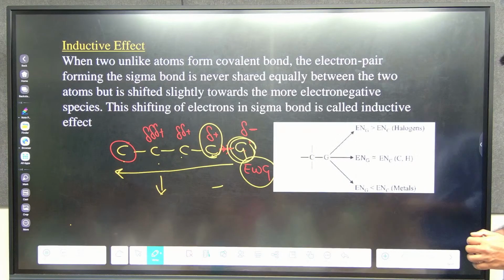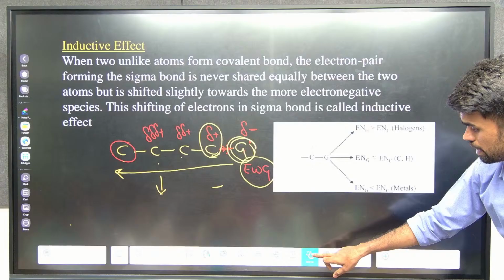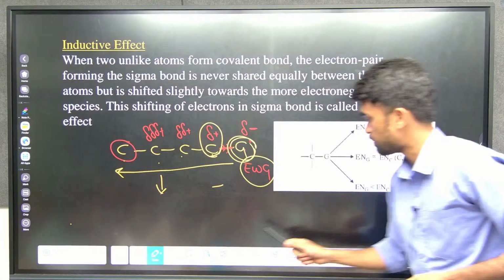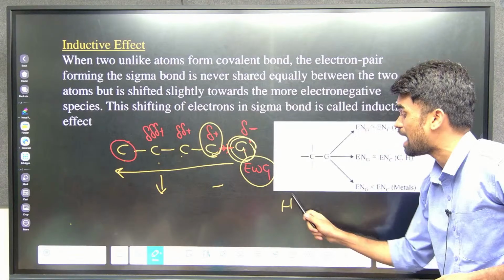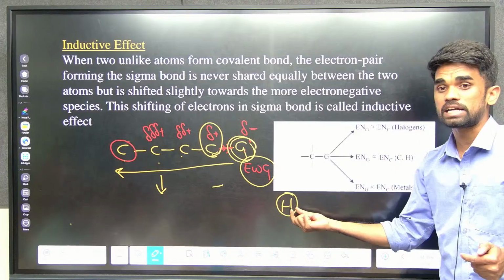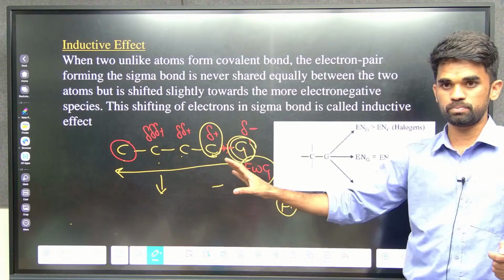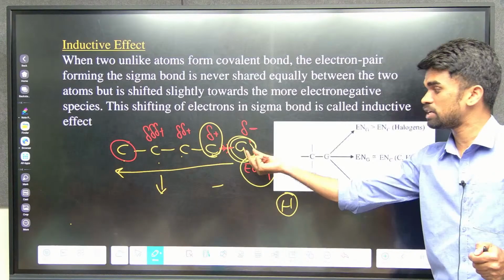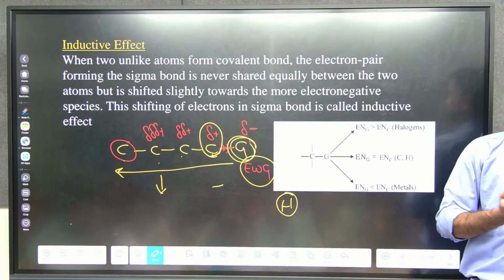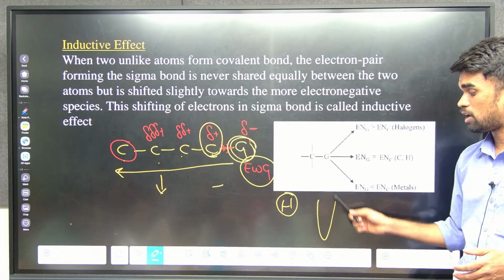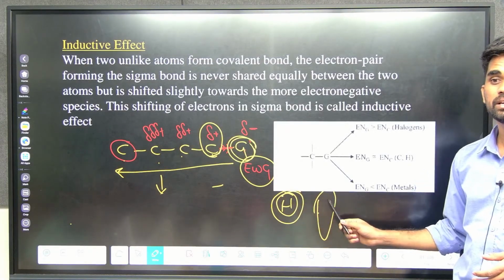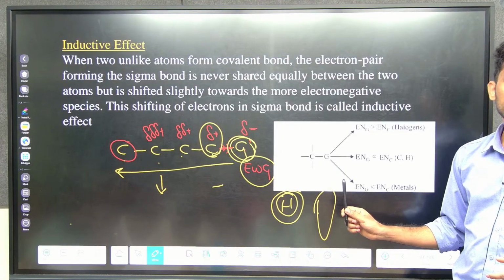Next one. Sir, how can we decide how this group is acting? Okay, see, it's very simple. You just need to compare with the hydrogen atom. If the attached group is less electronegative than hydrogen, then that group acts as a releasing group. If the attached G group is more electronegative than hydrogen, it is a withdrawing group. For example, all halogens are more electronegative than hydrogen, so they can be electron withdrawing groups.